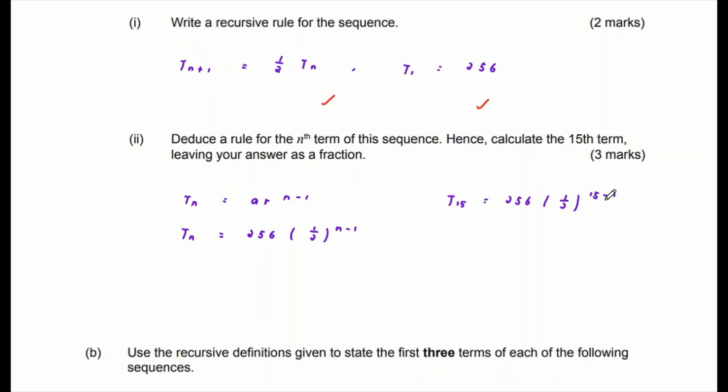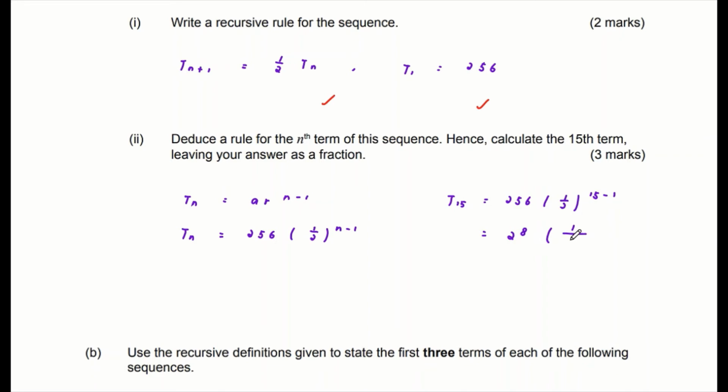So you realize that it will be a little bit hard if you want to find out 1 over 2 to the power of 14. So you still need to have some knowledge in indices. For example, you know that 256 is 2 to the power of 8. So in this case, it will be 2 to the power of 8. If you are solving this, then you know that 1 to the power of 14 still gets back to 1.